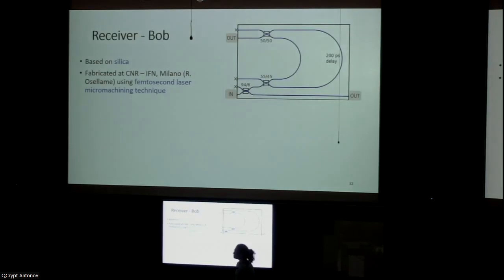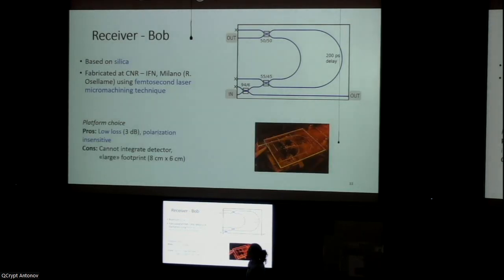Then going to Bob. Here Bob is based on silica, and it's fabricated in Milano in the group of Roberto Osellame using the femtosecond laser micromachining technique. So here's an image of the structure of Bob, where we have the passive beam splitter going out to the Z, or this imbalanced interferometer with a 200 picosecond delay line.